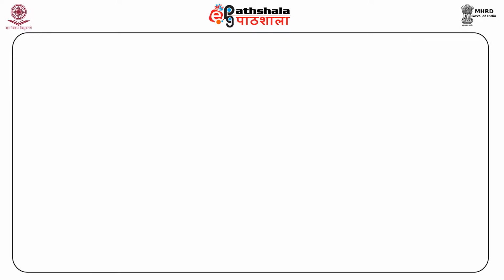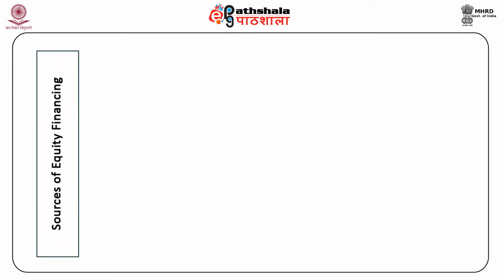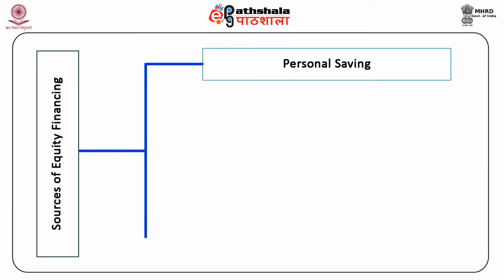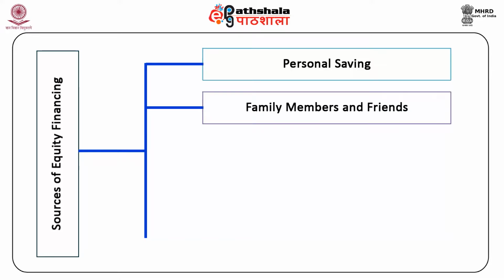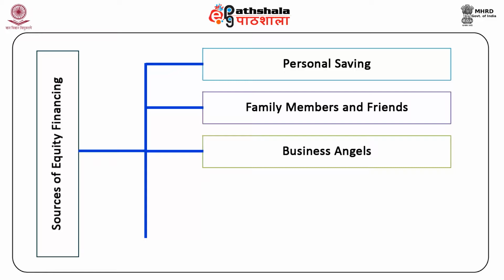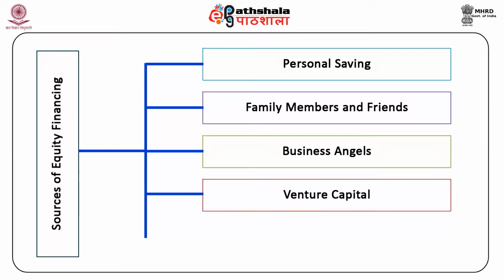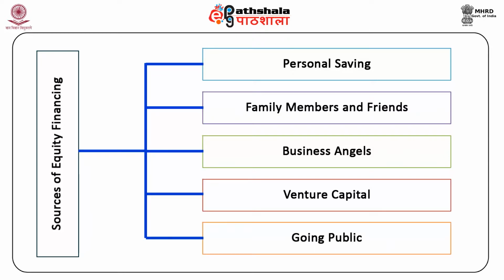Let us now study about different sources of equity financing. The different sources of equity financing are: first, personal saving; second, family members and friends; third, business angels; fourth, venture capital; and the fifth and the last one is going public. Let us discuss each one of these in detail.